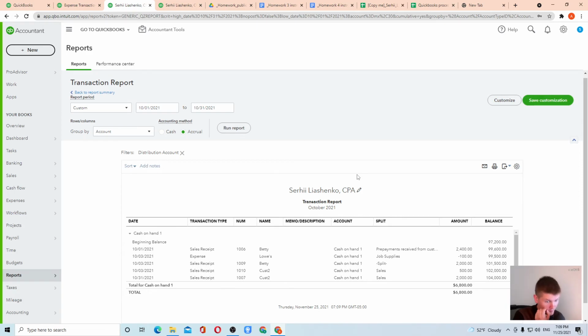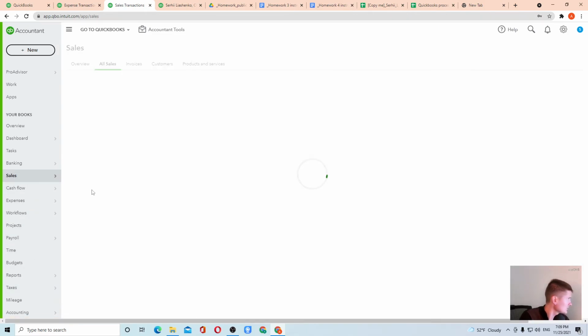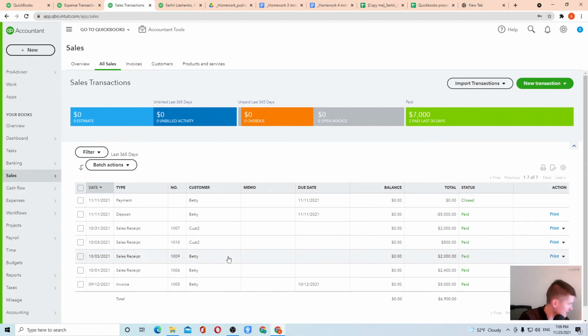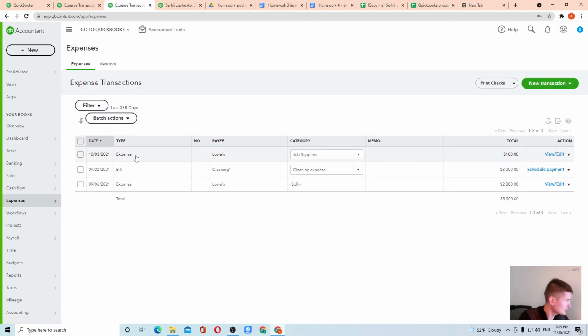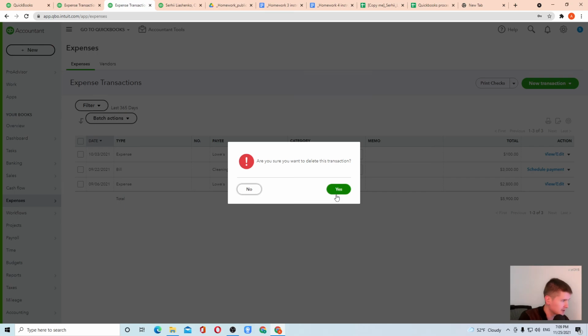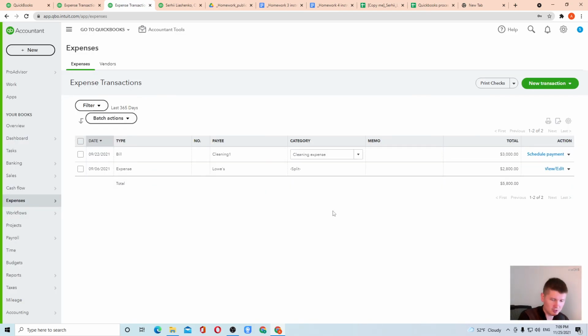Okay, so now let's just delete these transactions, because it's not that easy to delete transactions in QuickBooks. For sales transactions, we can go to sales, all sales, and we will find this $500 here, and we have some options here, and we will just delete it. Okay, and we can do the same for the expenses. We go to expenses, we find that expense and we just delete that expense. Okay, so that's all for today.